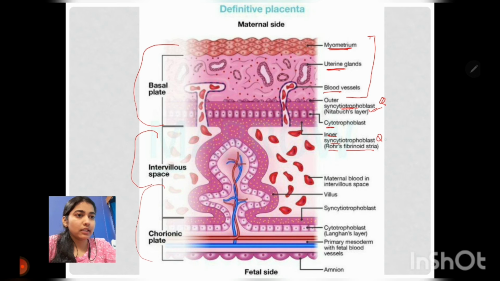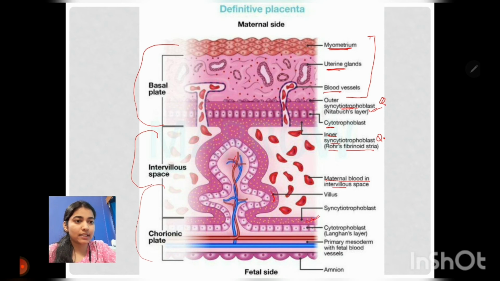So remember these two terms, Nitabuch layer and Rohr's fibrinoid stria. Nitabuch is the outer layer and Rohr's is the inner layer. Now in the intervillous space, you can appreciate maternal blood. These are villi. In the villi, the fetal blood is present within the fetal arteries, umbilical arteries and umbilical veins. This is syncytial trophoblast.